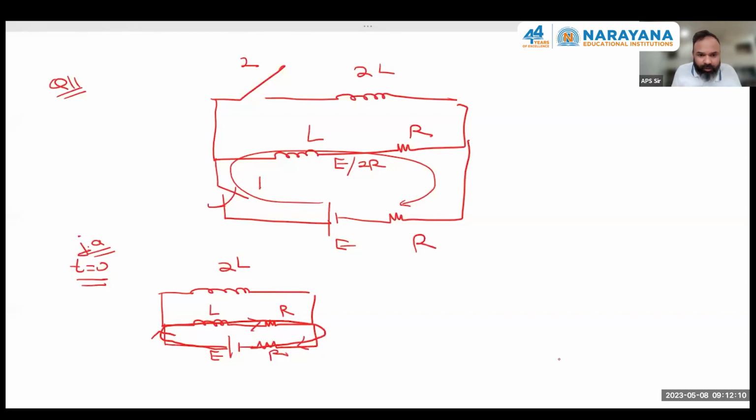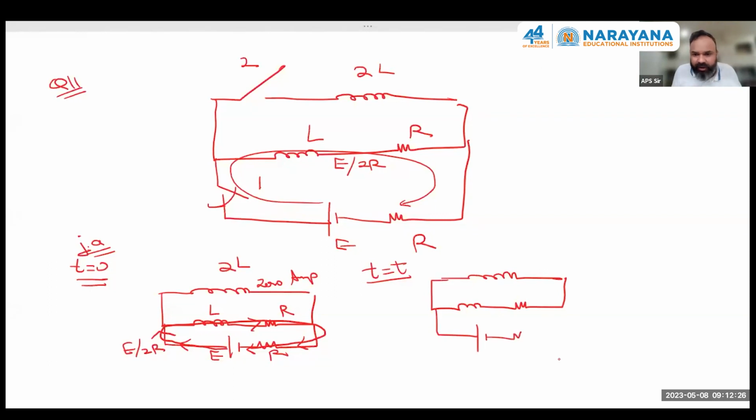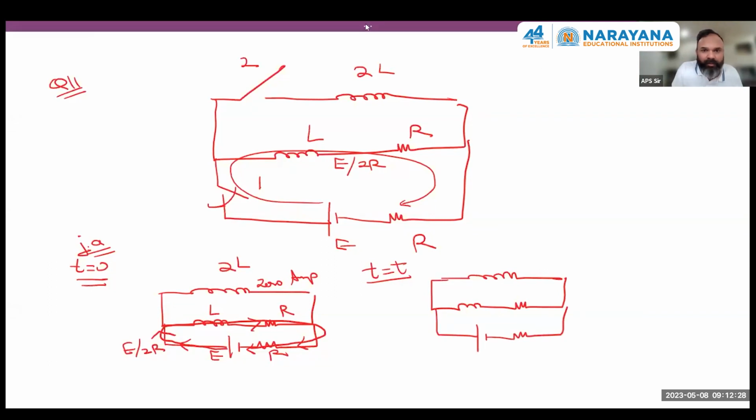And what is the amount of current which will flow? That is E by 2R. Luckily, in this case it will be 0 ampere at t is equal to 0. Now I'll say what happens at t is equal to t. So at general t, it's just about writing the inductor and resistor terms carefully and you'll get your answer simply.